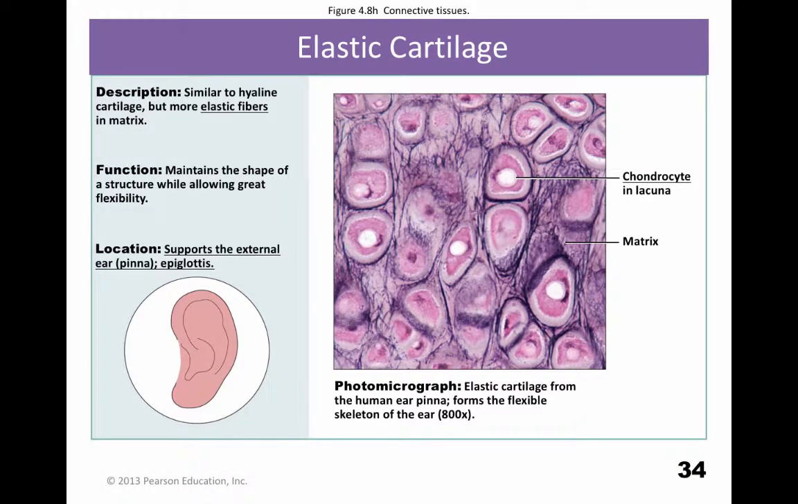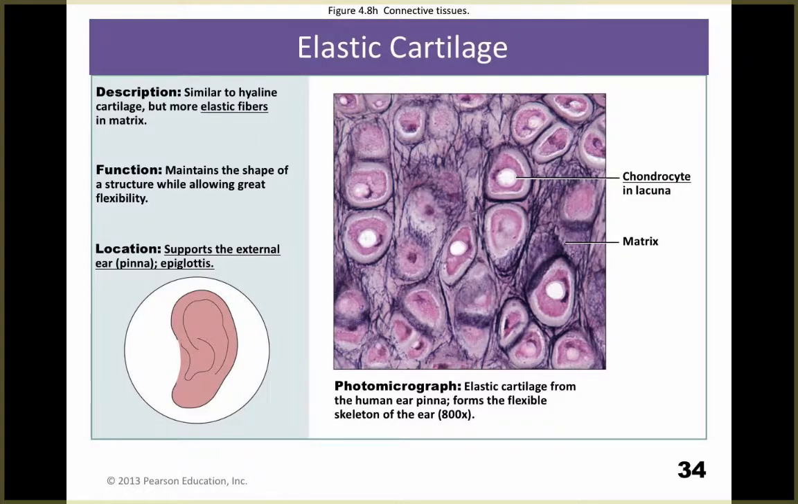Elastic cartilage, again, you can see it's cartilage because you have those bowls called lacunae with the little cells in them, and they're called chondrocytes. The matrix is pretty much filled in and does not have a lot of that open space. So it's similar to hyaline cartilage. It just has more elastic fibers in it. It's there to maintain the shape of structures while allowing great flexibility.